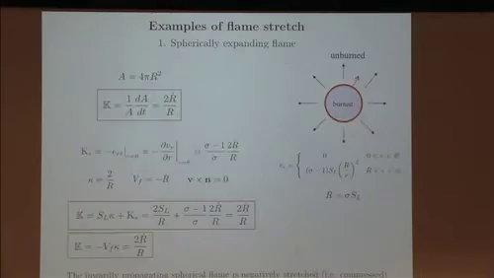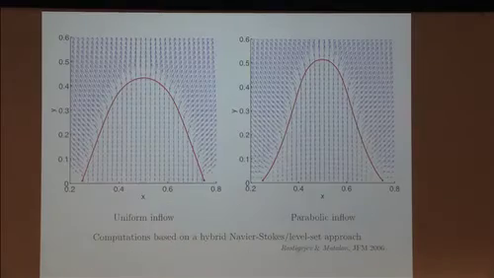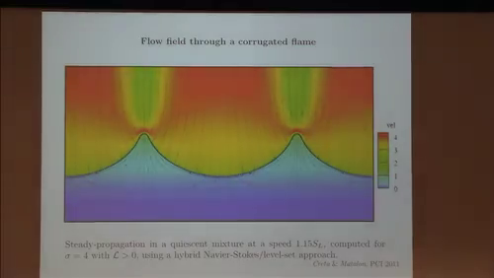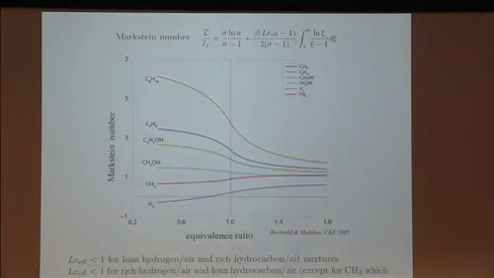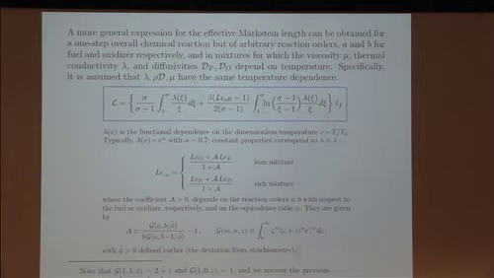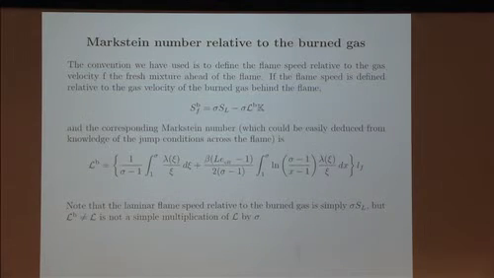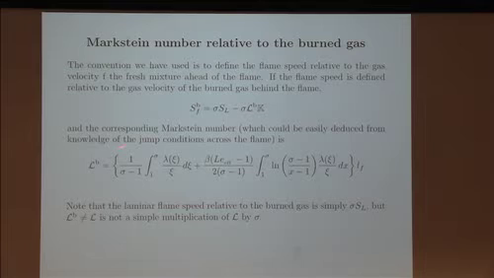As a result, the Markstein length expressed relative to the burned gas will take on a slightly different form, but related. And you can easily see that there is a relation between this L superscript B and the L that I wrote before, but clearly they are not equal, okay?